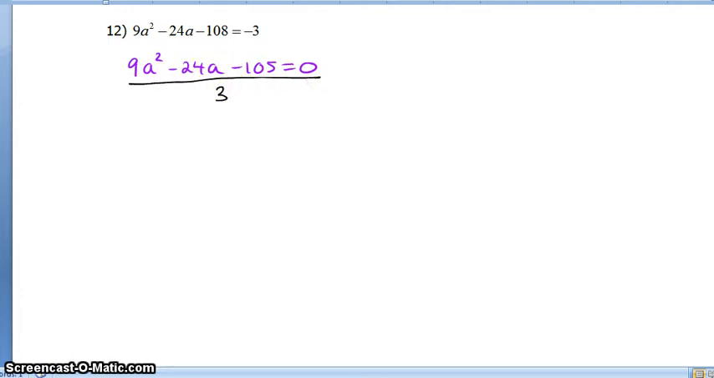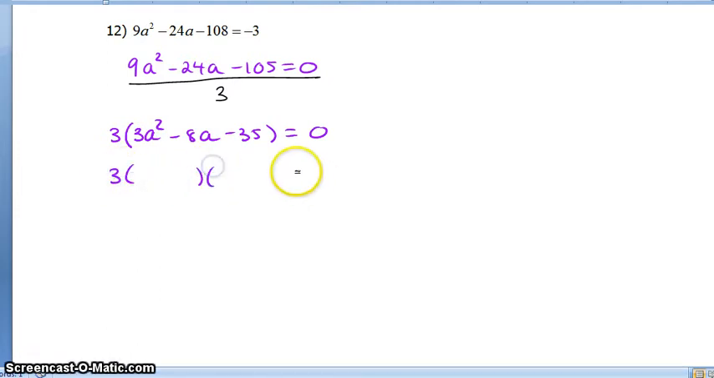3 is in common here, which means that I'm going to take a 3 out, and I'm going to rewrite this as 3a squared minus 8a minus 35, and that's equal to 0. So now factoring by guess and check means that I'm just going to take this trinomial and I'm going to set it up as two binomials.